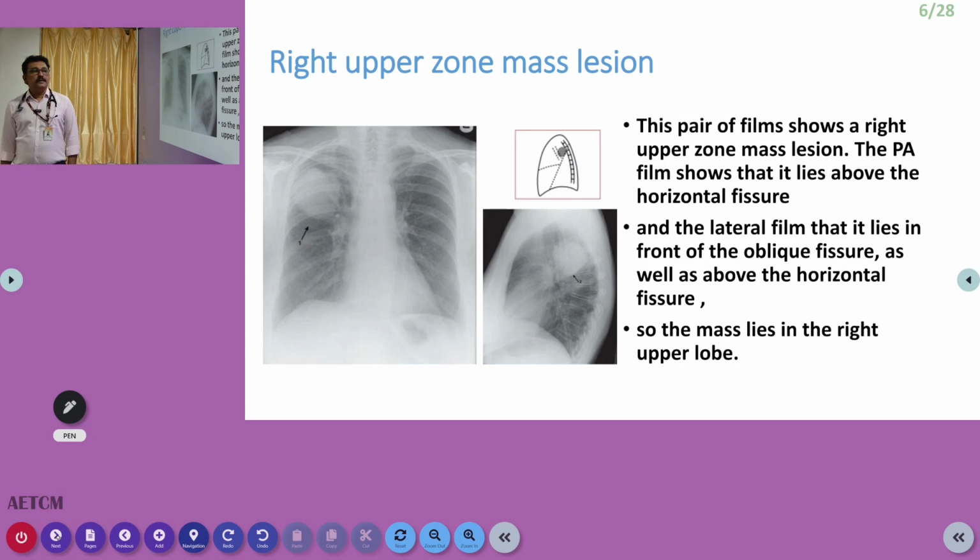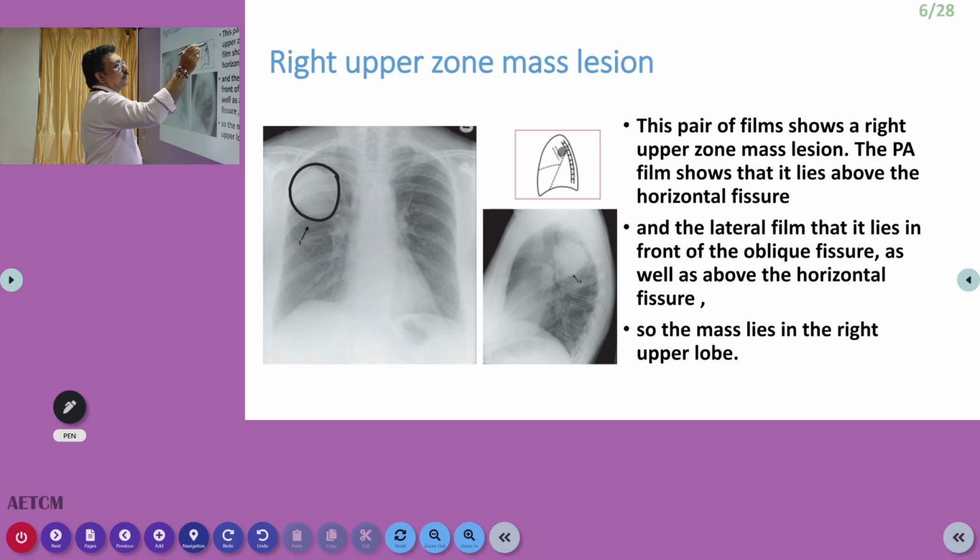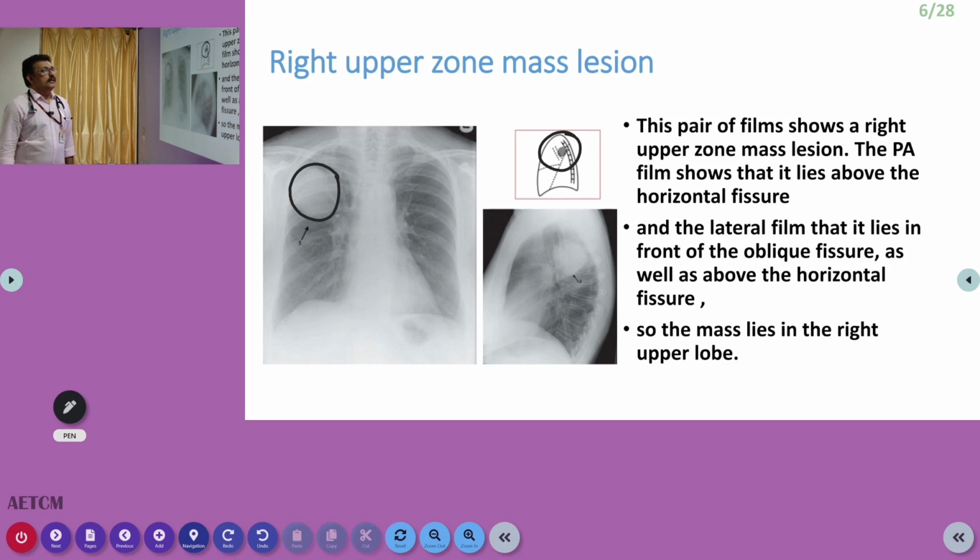And you can make a probable diagnosis from that. Now look at this X-ray. There is a white homogeneous opacity in the right upper zone. We cannot tell which lobe it is. To tell which lobe, you have to always take a lateral X-ray, or you can go for a CT scan. Here you are seeing a right upper zone homogeneous opacity, which is a round opacity. Most of the time, this type of lesion can be seen in malignancies.